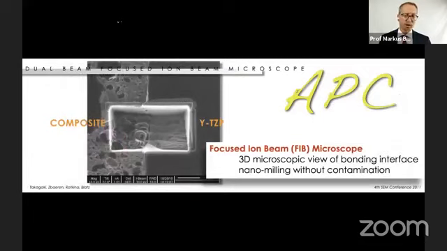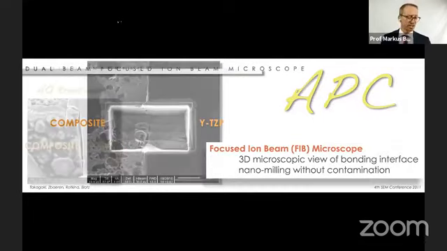How this works, when you look at this bonding interface, is actually quite interesting, because some people say, oh, how does it work? I don't understand. Let me explain to you.